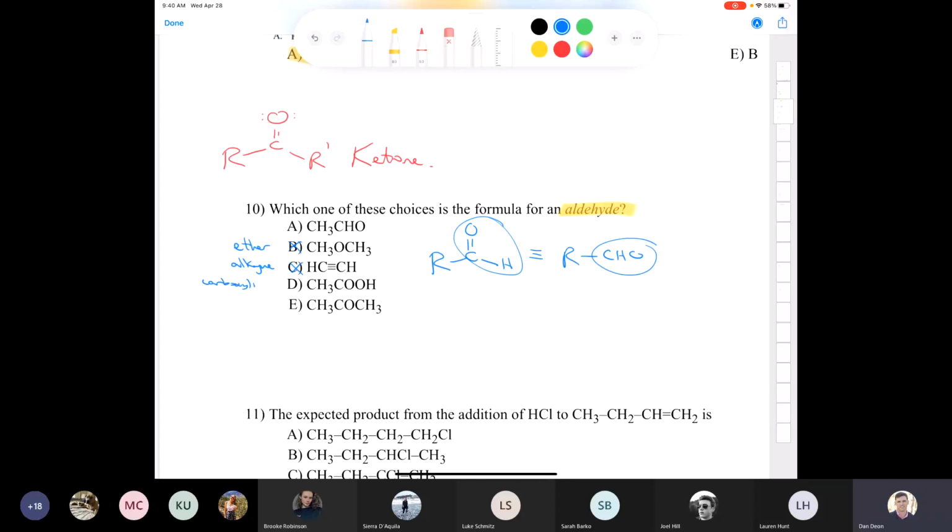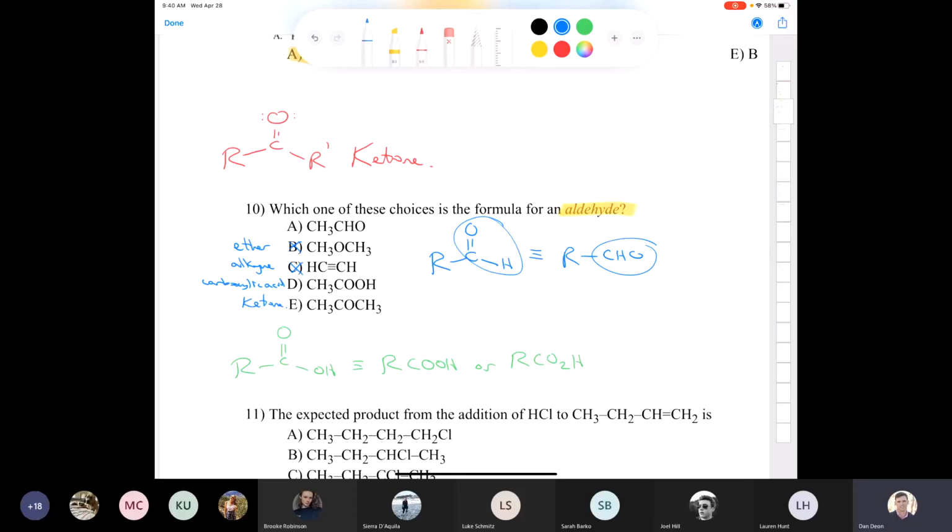Carboxylic acid. If I have a carboxylic acid, I'll just draw one down here quickly. We have our carbonyl, then a hydroxyl. The condensed form of a carboxylic acid can be RCOOH, or you can even shorten it to RCO2H. Either one is fine. And the last one is a ketone.